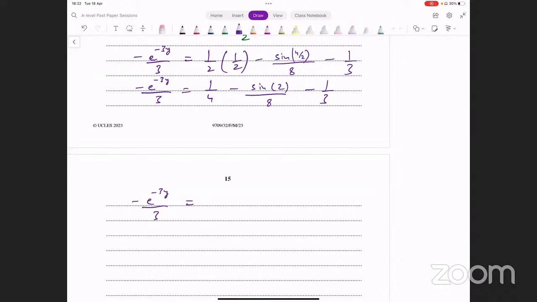Remember, your calculator has to be in radian mode. 1 over 4 minus sine of 2 divided by 8 minus 1 over 3. Right side pe I'm getting minus 0.19699. Essentially वो round off करके ना 99 उसके बाद 5 आ रहा है तो ये बन जाएगा 1970.